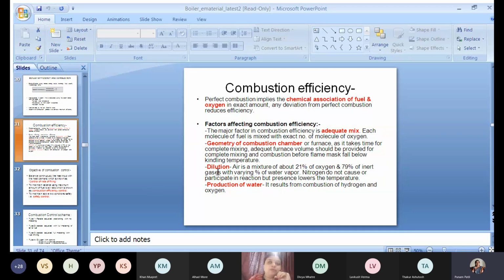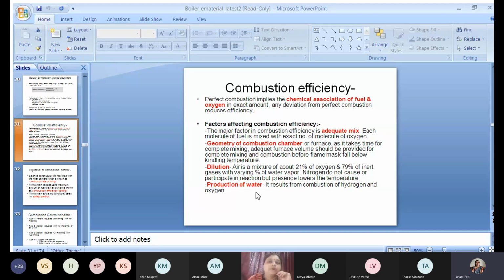I will read this point. Dilution: air is a mixture of about 21% of oxygen and 79% of inert gases with varying percentage of water vapor. Nitrogen does not participate in reaction, but its presence lowers the temperature. Yes, Chetan? Okay. So this is called dilution. We don't want excess amount of air for the combustion process.